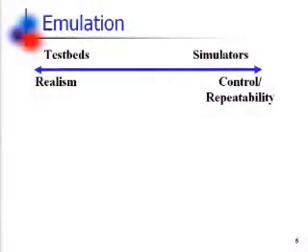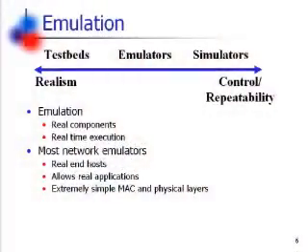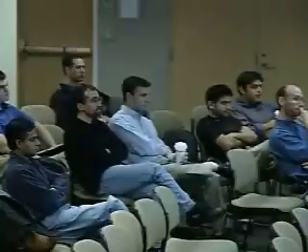So on the one hand, we have testbeds that provide us with realism. And on the other hand, we have simulators that give us the control and the repeatability that we want when we conduct experiments. So one way to strike a compromise between the two is to use emulation. That is, to use real components and execution in real time. So doing this, we can run real applications, and we have a real OS. Most emulators to date, however, have used a very simplified MAC and physical layer. The problem that they have addressed is the running of real applications, and then they've done something simple like drop packets to try and make it look like a wireless network.